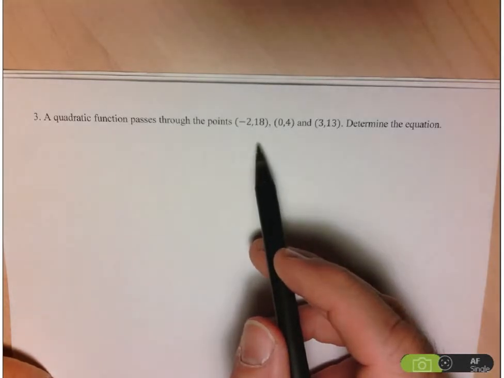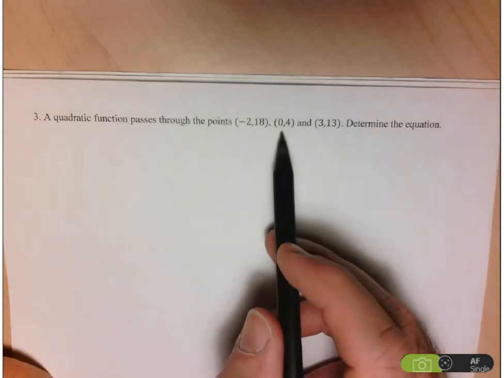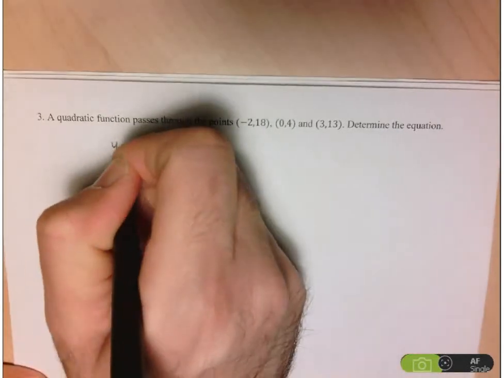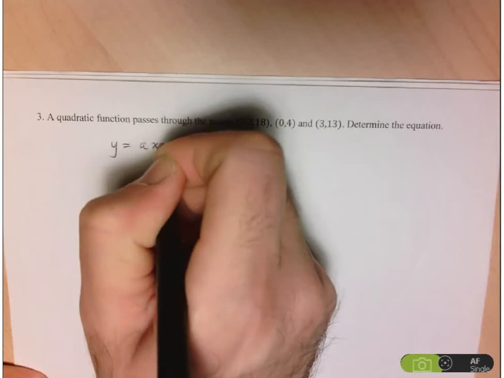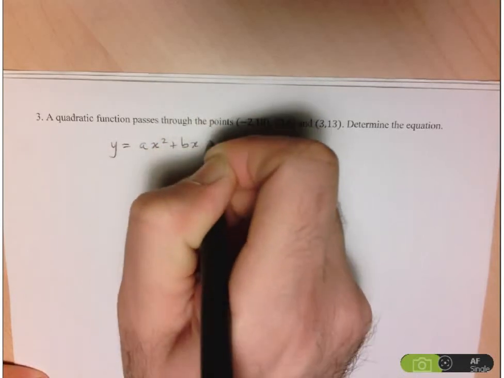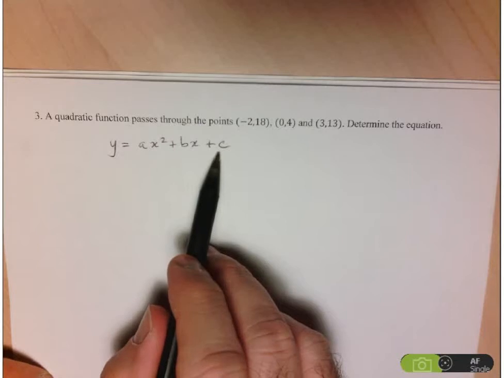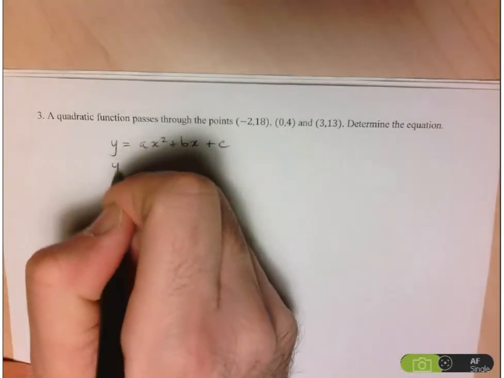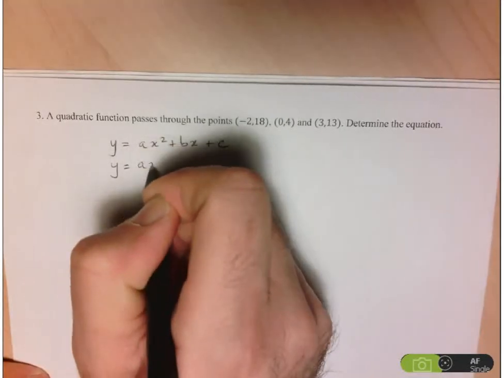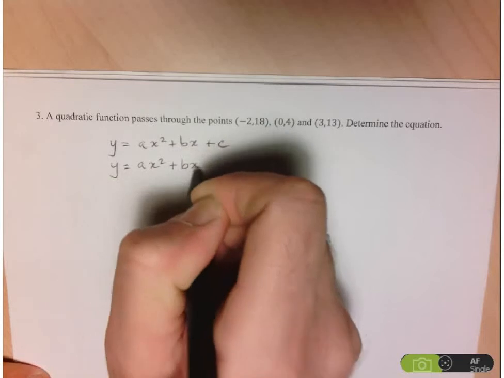vertex form. In this case here, I notice that (0, 4) is the y-intercept. So I'm going to choose to work with standard form since that shows the y-intercept explicitly. So we have y equals ax squared plus bx plus c, standard form, and we remember that the c value is the y-intercept.